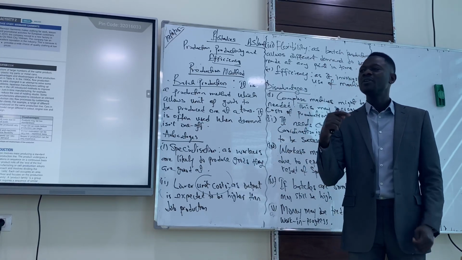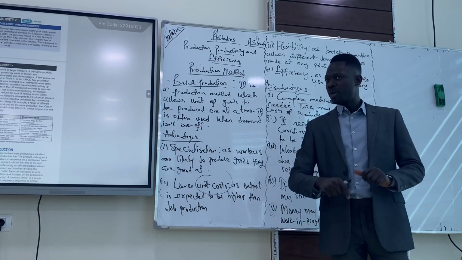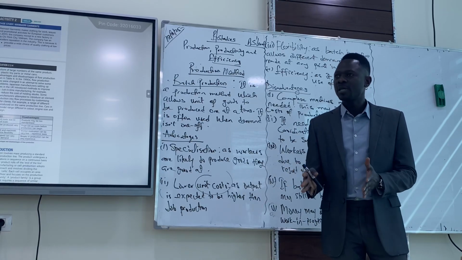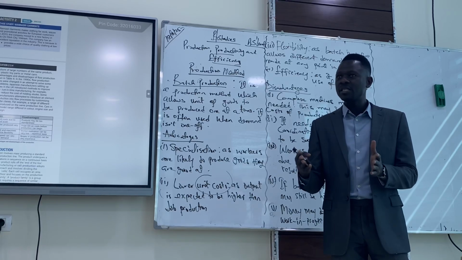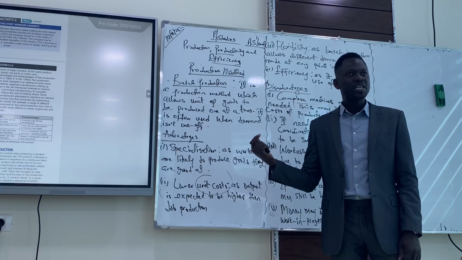Efficiency comes when you have specialist workers. Efficiency comes when you use a lot of technology or equipment, machinery. They're not like humans. Humans can get tired, but equipment works as long as possible. Do we understand the efficiency here?